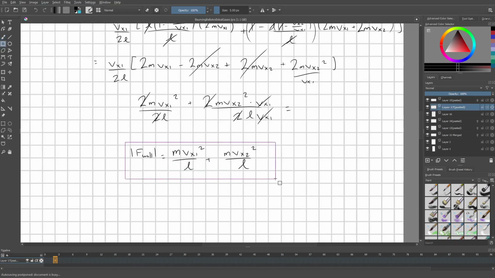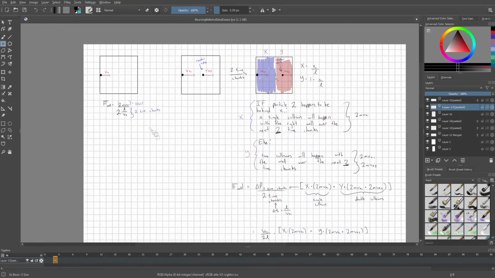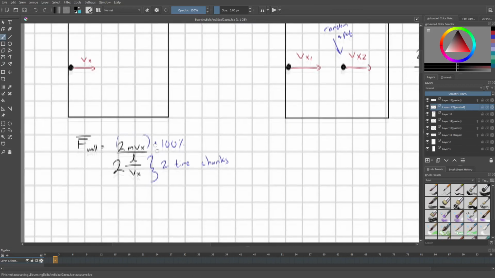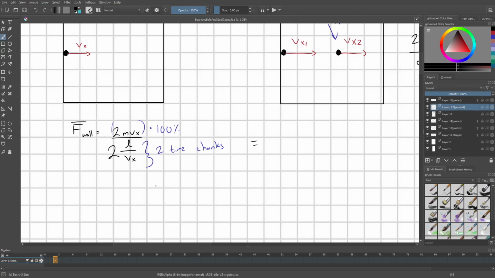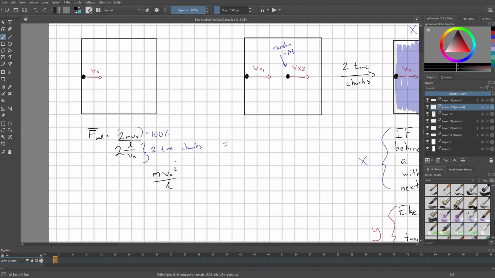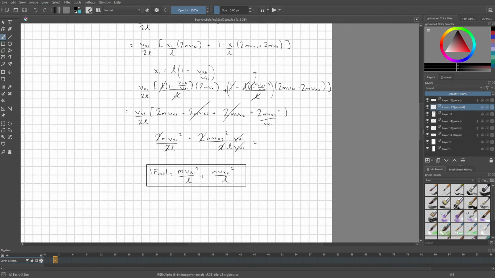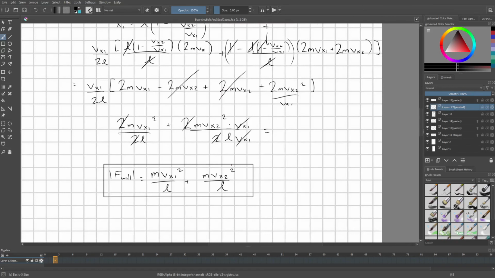There's our result. It's literally just adding the time averaged force for each of the particles, like they were in their own separate box. Remember, this guy equaled mvx squared over L. It's like we're taking two particles in their own separate boxes with speeds vx1 and vx2. We find the time averaged force on both of those, and we add them together. It's such a nice result.